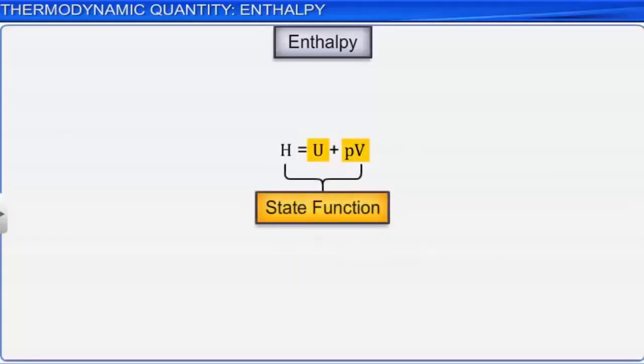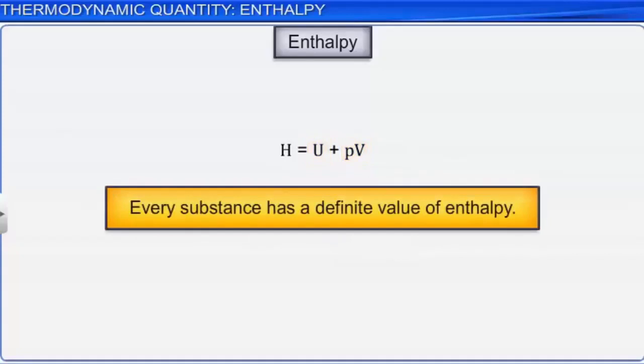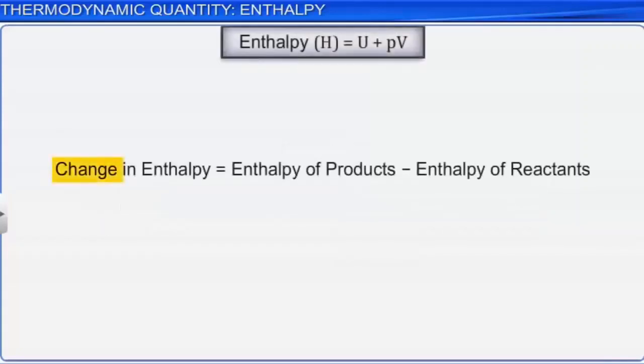Every substance has a definite value of enthalpy. Like internal energy, the enthalpy of a substance cannot be measured. However, it is possible to measure the change in enthalpy. The change in enthalpy is equal to the difference between the enthalpy of products and the enthalpy of reactants. The change in enthalpy may be expressed as ΔH equals enthalpy of products, HP, minus enthalpy of reactants, HR.